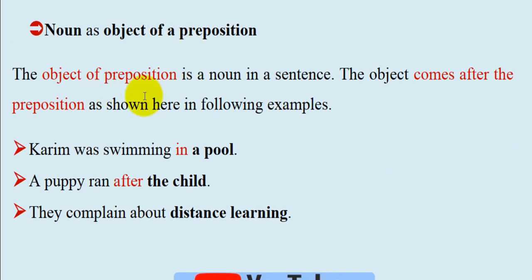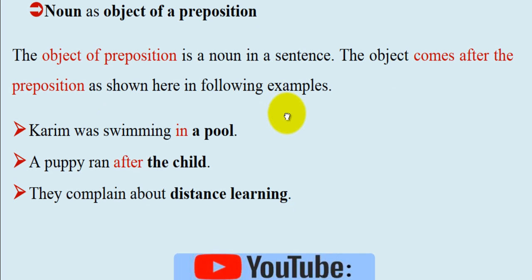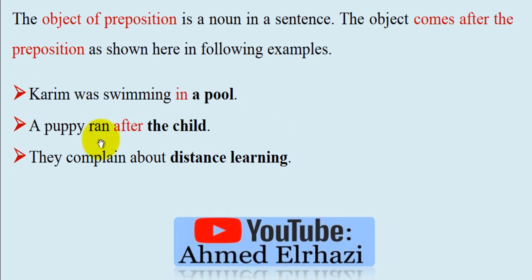Noun as object of a preposition. The object of a preposition is a noun in a sentence. The object comes after the preposition, as shown here in the following examples. Karim was swimming in a pool. So noun in a pool as object of a preposition. A puppy ran after the child. The child, the preposition is after. They complain about distance learning. So about distance learning.